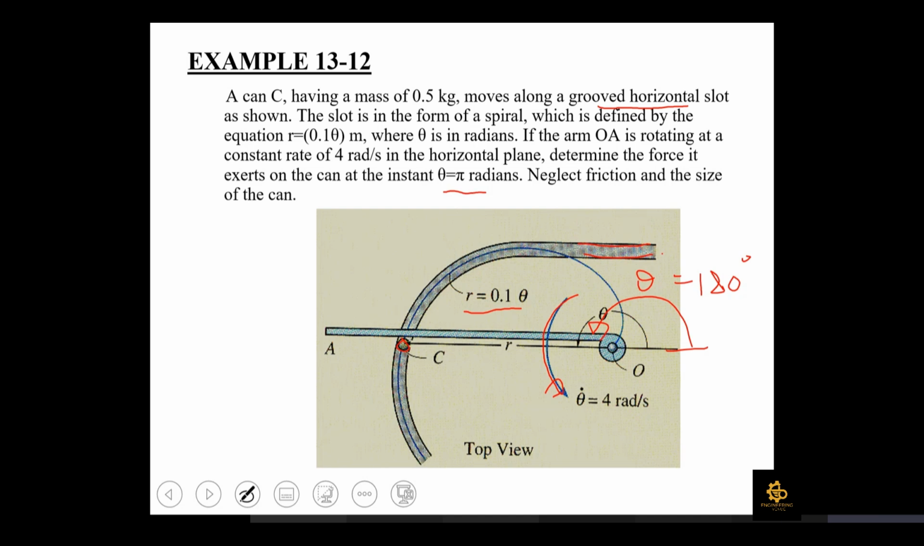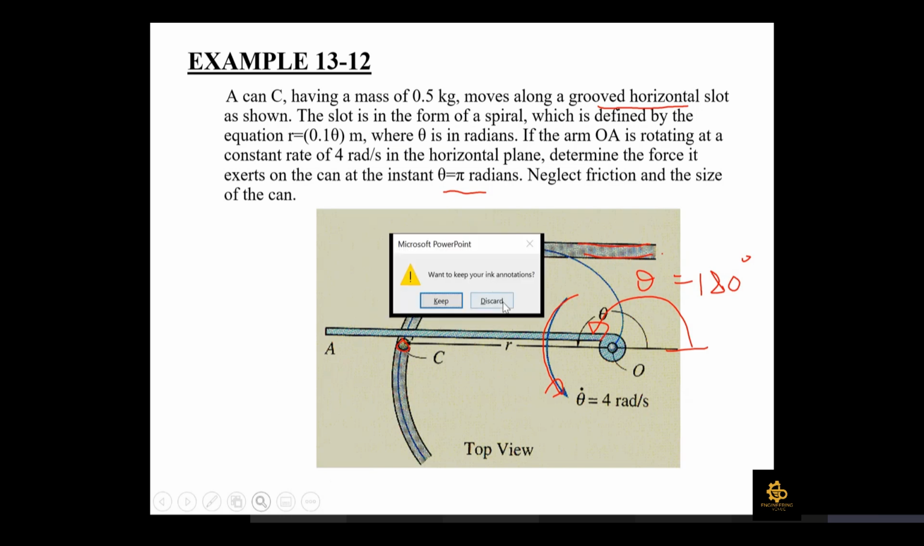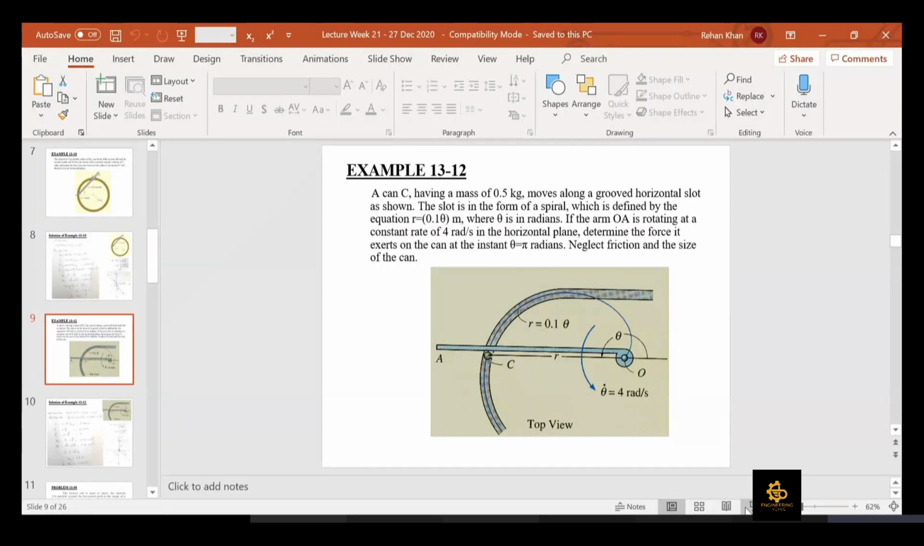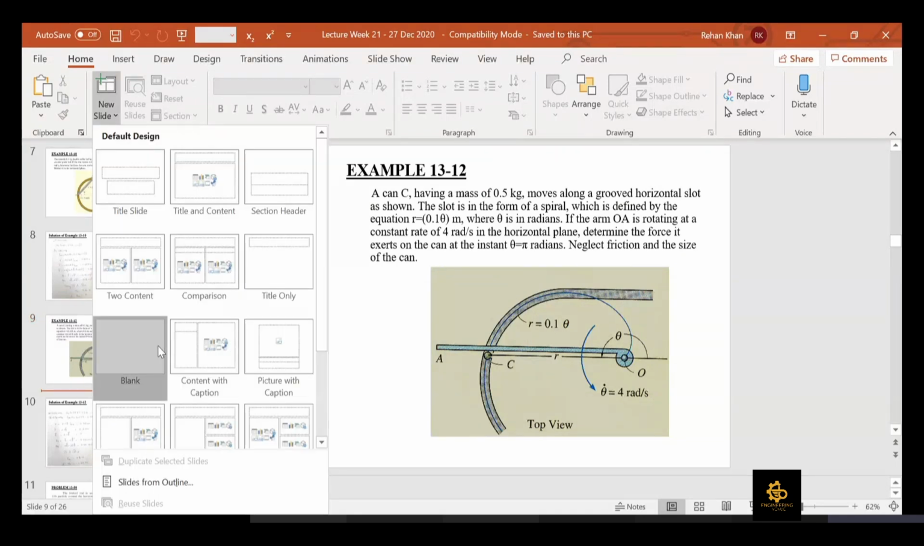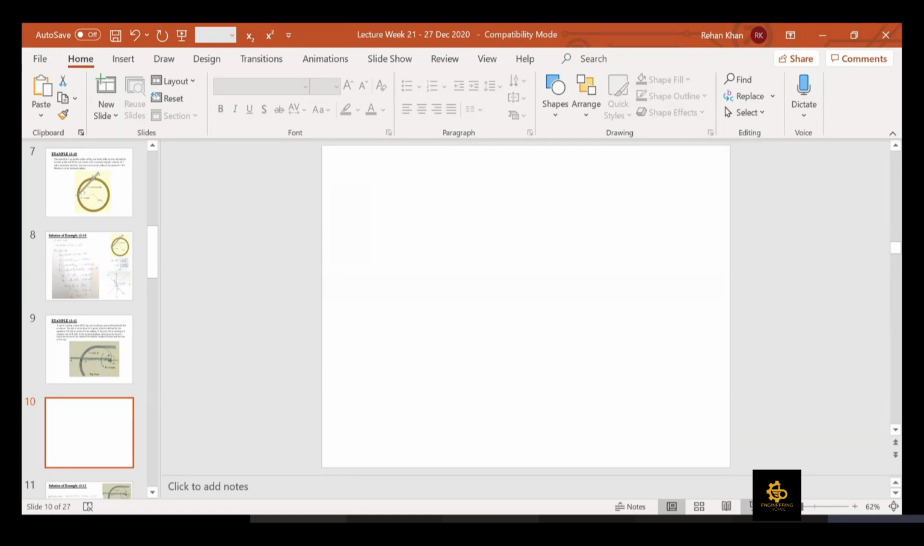Neglect friction and the size of the can. It means that you are going to take this can as a particle. Okay, now before moving on to the solution of this problem, let me clear the screen once again and let me insert a new slide just to have a discussion regarding this. I hope this blank slide is visible to all of you.